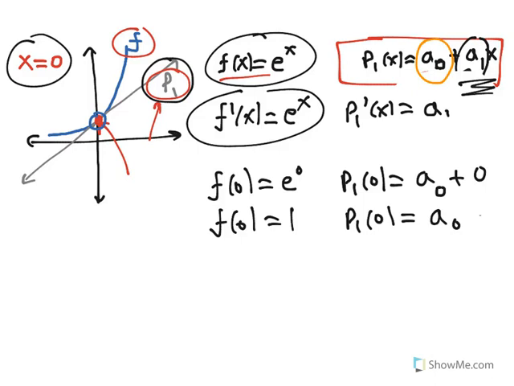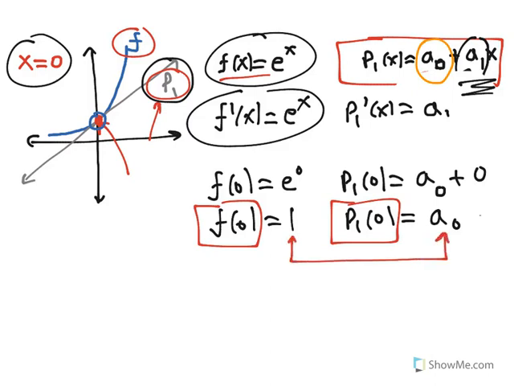And since we want the two functions to be equal to each other at x is equal to 0, that means a naught has to be equal to 1. So we now know that in p sub 1 of x, a naught will be equal to 1. So we write 1 plus a sub 1x. So we still have to figure out what a sub 1 should be to get our equation for the gray line.